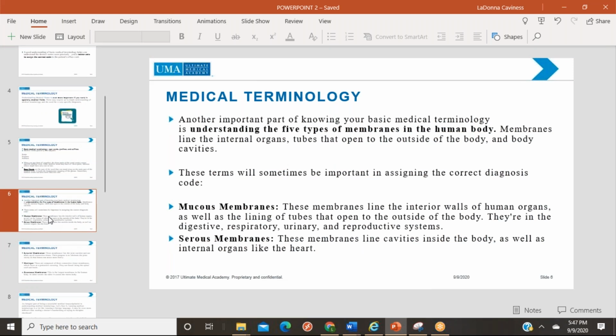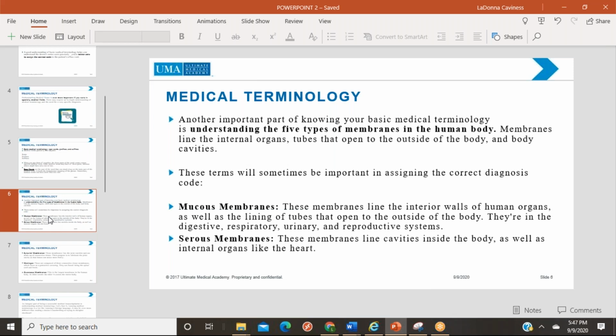All right, another important part of knowing your basic medical terminology is having a really good understanding of the 5 types of membranes in the human body. So let's take a look at it. Let's start with the mucous membrane. These membranes line the interior wall of the human organ, as well as the lining of tubes that open to the inside and outside of the body. They're normally found in the digestive system, respiratory system, urinary system, and the reproductive system.